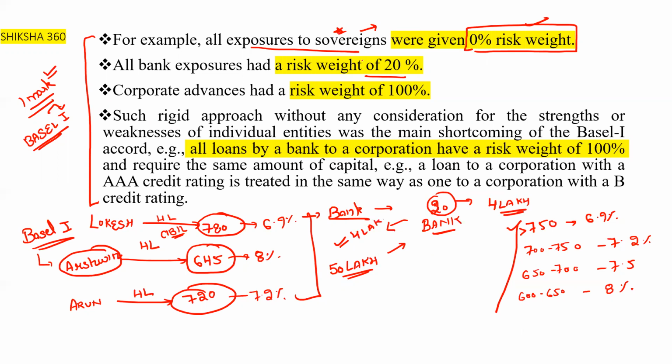Clear? Because there is a risk weightage of 20%. And corporate advances have a risk weightage of 100%. Clear? So it means that if the bank has given a loan of 10 lakh to a corporate, the bank has to keep with itself 10 lakh as well.